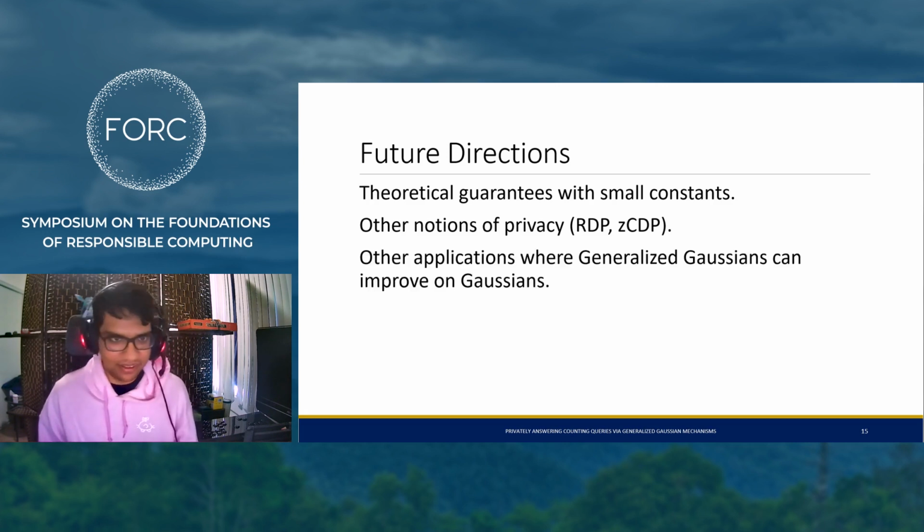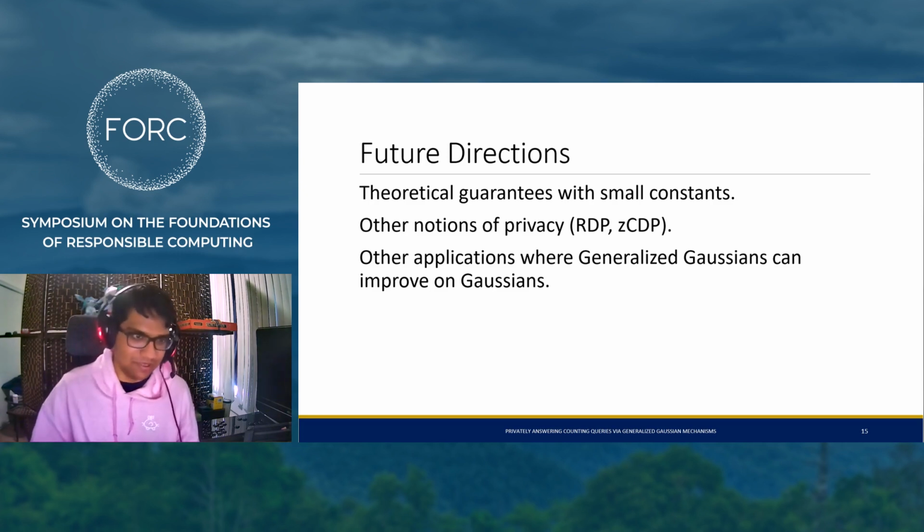Okay, and then lastly, the qualitative or impact goal of this project is really that, here's a problem where the Gaussian mechanism was the ubiquitous answer, but really just this very simple swap of replacing the Gaussian with a generalized Gaussian gives immediate improvement. And it would be interesting to see if there are other applications, whether in theory or practice, where one could use a generalized Gaussian instead of a Gaussian and obtain better results.